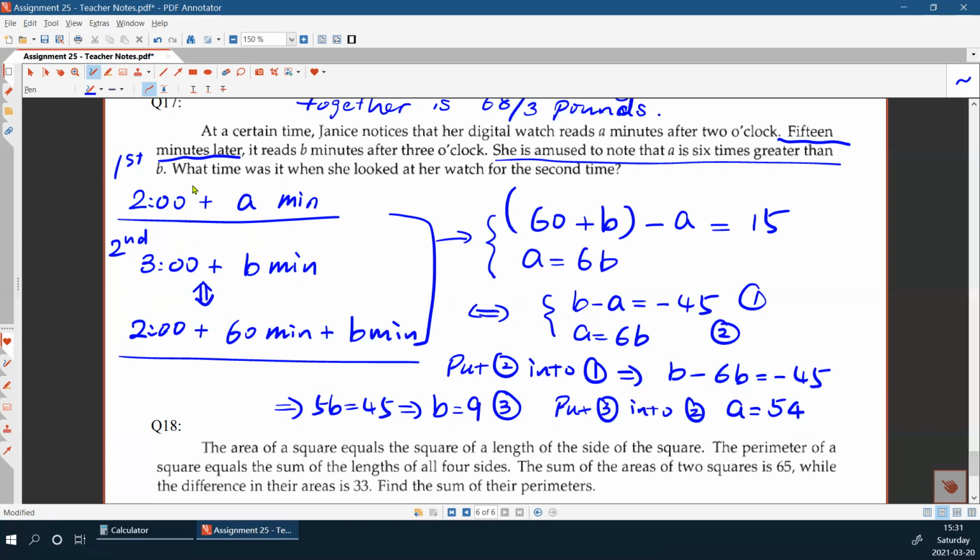Not quite, because the question asks you what the time was when she looked at her watch for the second time. Okay, the second time is B minutes past 3 o'clock, right? So the time should be 9 minutes past 3 o'clock. So that means the time is 3:09, right? This is your answer.